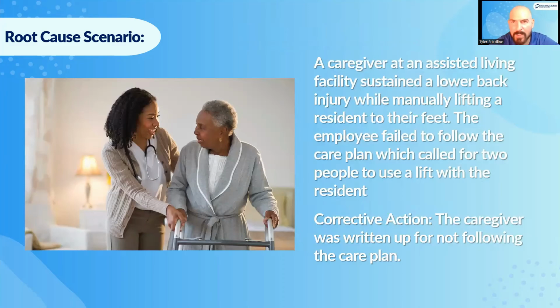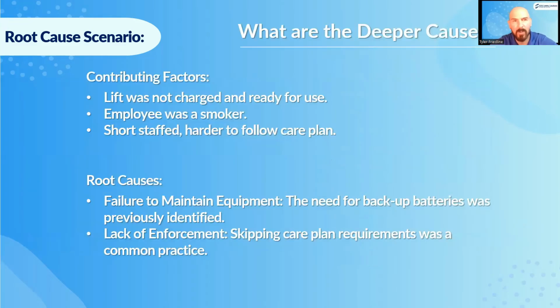Here's another root cause scenario. So in this case, a caregiver at an assisted living facility had a lower back injury. They were manually lifting a resident to their feet. The employee failed to follow the care plan, which called for 2 people to use a lift when getting this resident up. And in this case, the corrective action was the caregiver was written up for not following the care plan, right? So again, they're just addressing the unsafe behavior. Doesn't sound like a root cause to me, or a system related reason, as OSHA would call it, right?